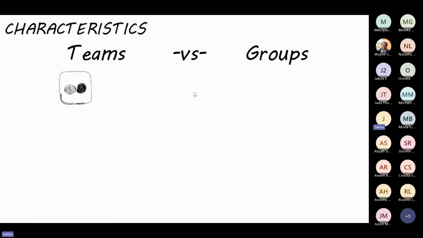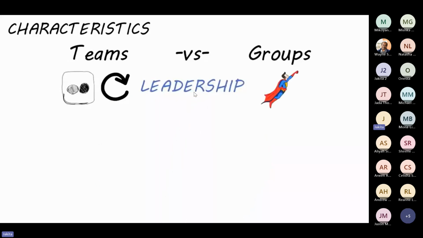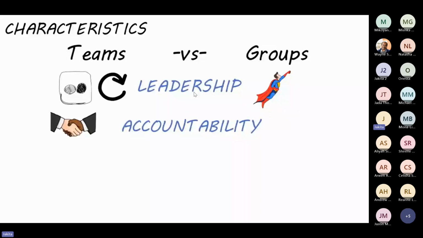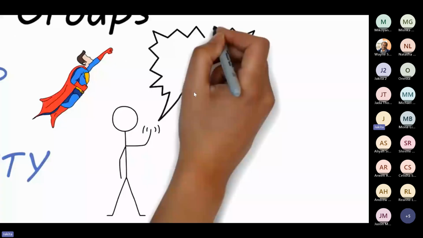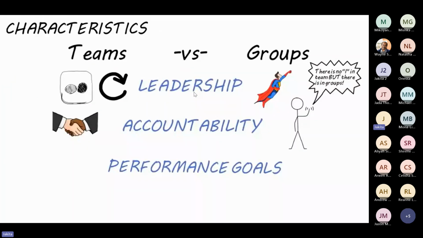Teams share or rotate leadership roles, whereas a group has a designated strong leader. Teams possess accountability mutually as a team and as individuals. Individuals in groups generally only feel accountable for their independent work within the group. This may be due to the fact that when performance goals are set, teams set their goals themselves, whereas performance goals for groups are often set by others. Teams typically have a very specific vision or purpose, whereas the purpose of a group tends to be that of the organization.